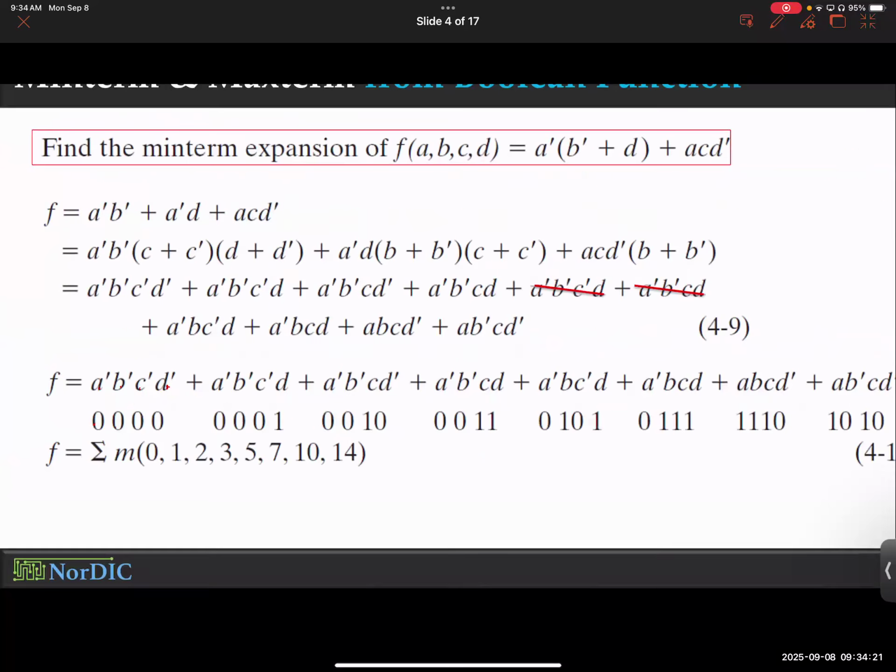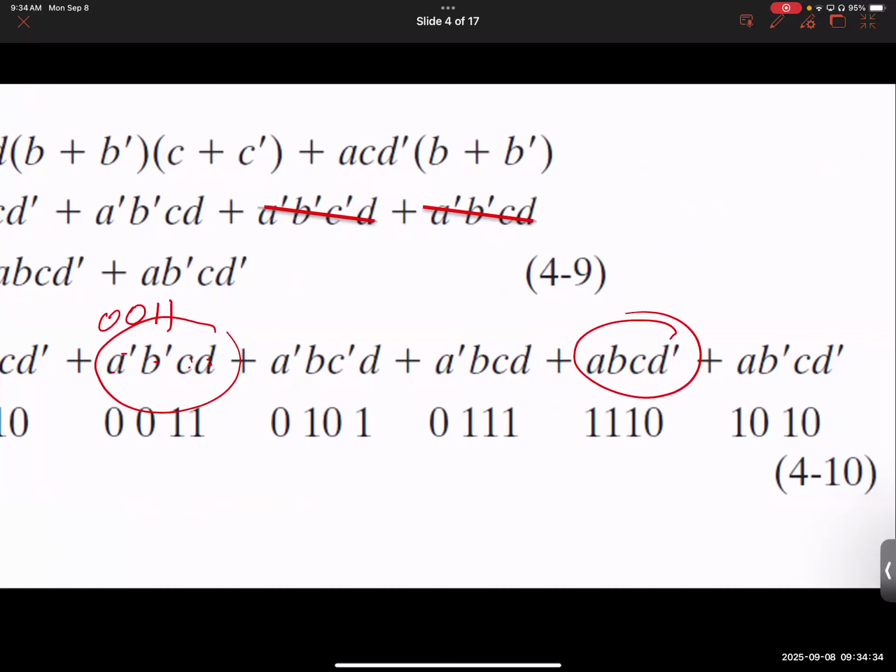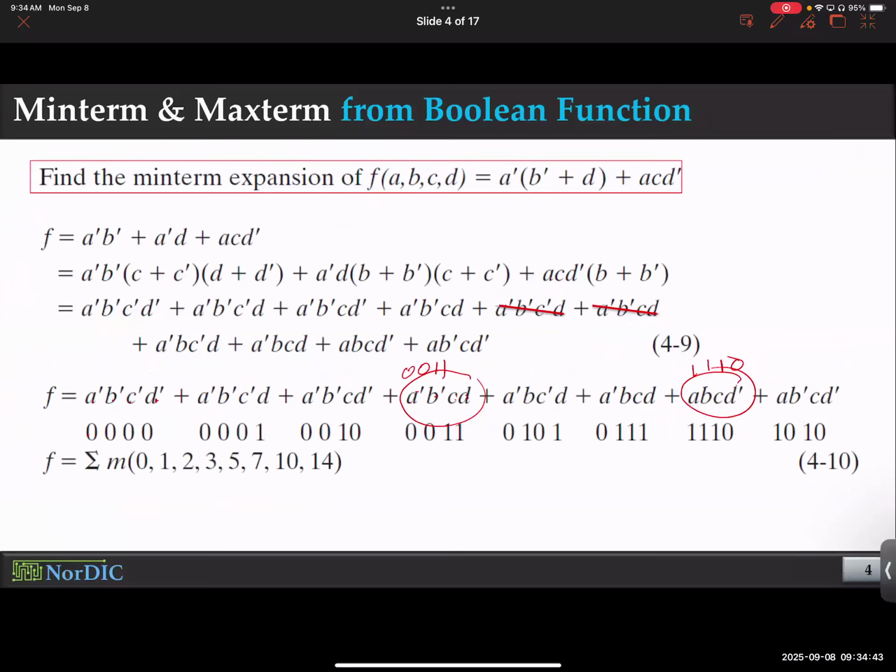Okay, let's take a random term here. Let's talk about this. A prime, B prime, C, D. A prime should be 0, B prime should be 0, C should be 1, D should be 1. Simple. Let's take another random term, maybe this one. A, B, C, D prime. For A, you have 1. For B, you have 1. For C, you have 1. For D prime, you have 0. Simple. So just fill out all of these min term and max term expressions with this 4 bits of binary number. All with me so far?